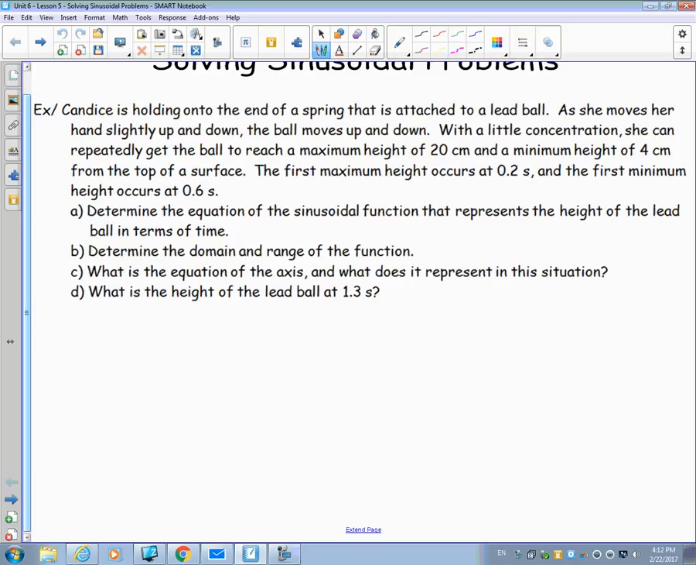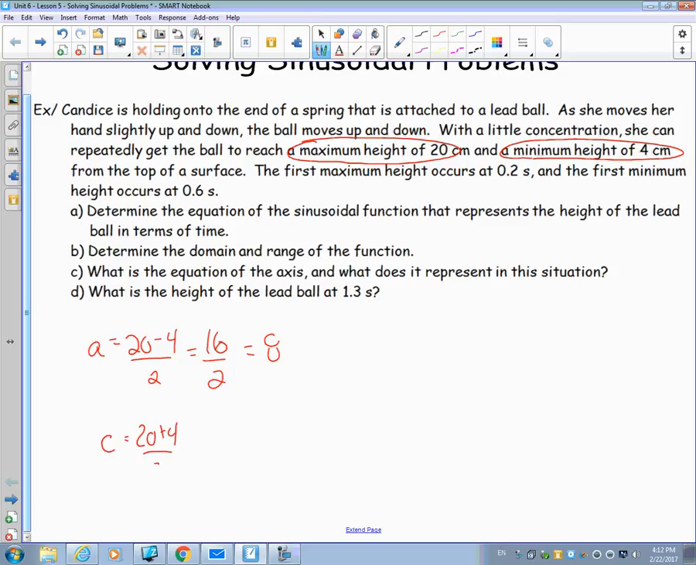So there's tons of important information in here. We get ourselves a max and a min, which tells us right off the bat that we've got ourselves A and C. A is max minus min over 2, so 16 over 2, which is 8. And C is max plus min over 2, so 24 over 2, which is 12.